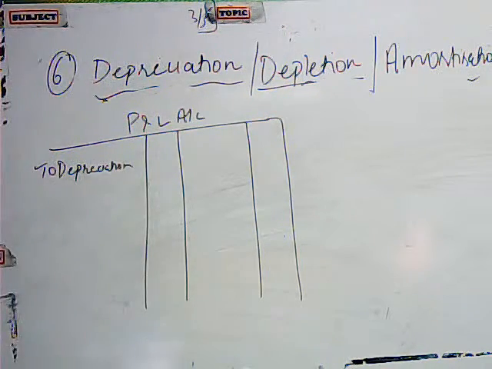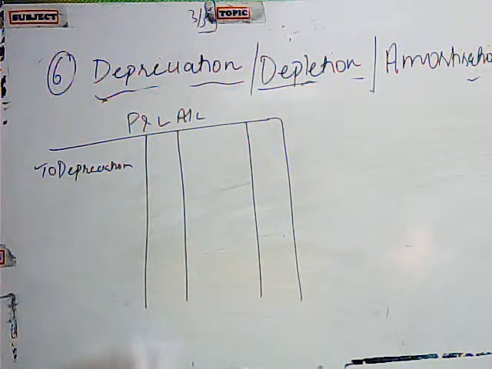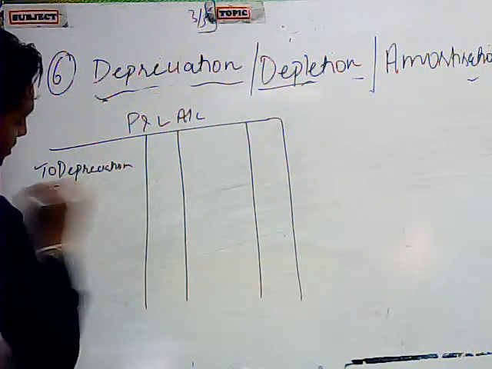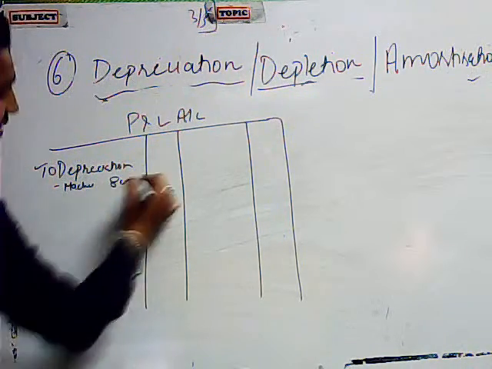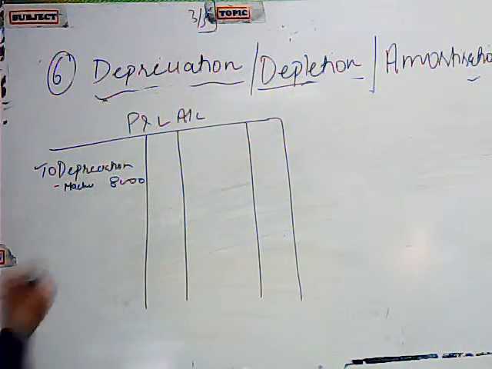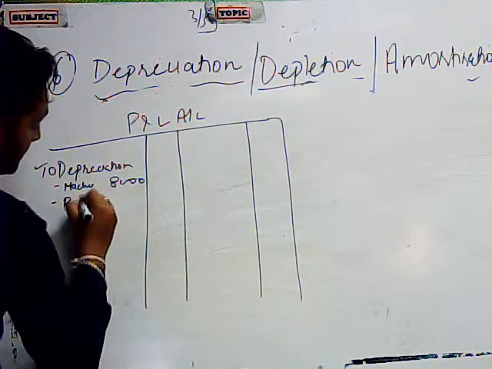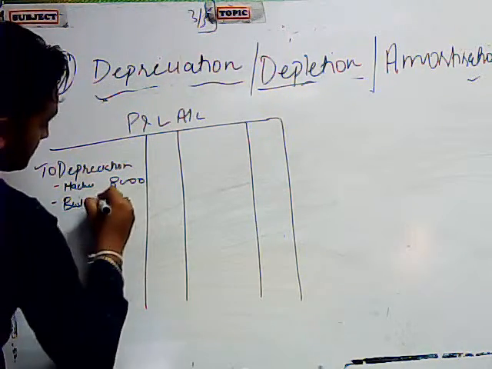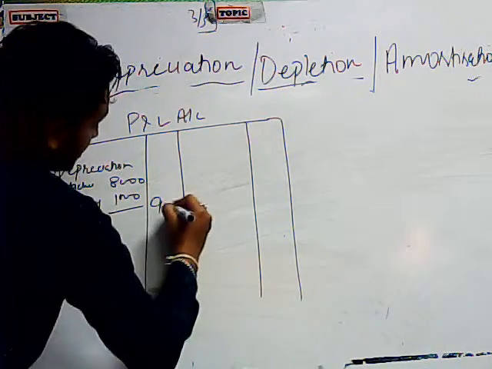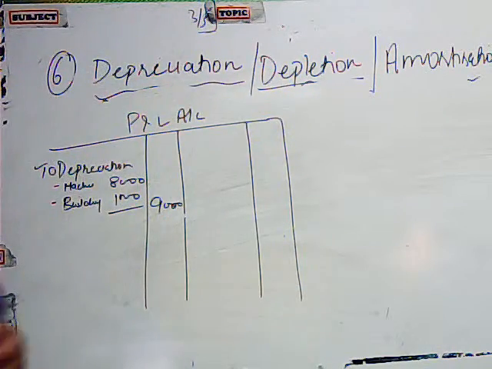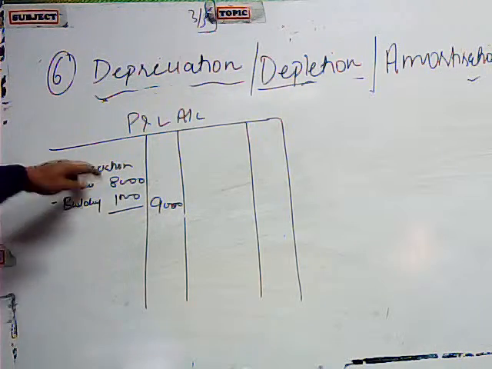Sometimes there is more than one fixed asset. So how do we record it? Depreciation like machinery 8,000 rupees, building 1,000 rupees. So overall depreciation is 9,000. Clear? How do we record the value of depreciation under this?